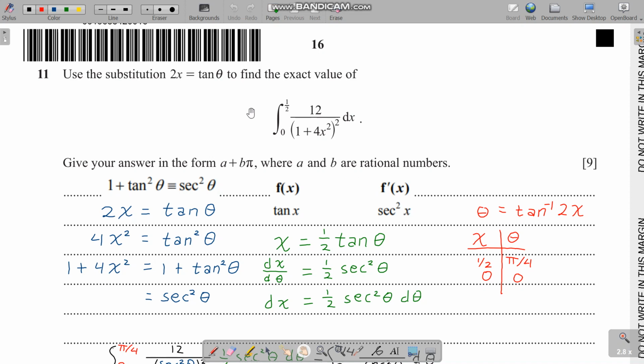One is about the integration. Use the substitution 2x equals tangent theta to find the exact value of this integral. Give your answer in the form a plus b pi.